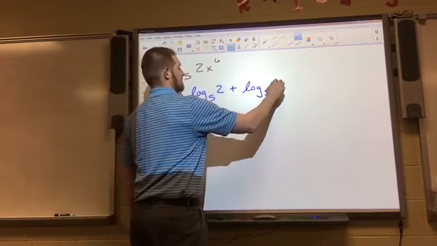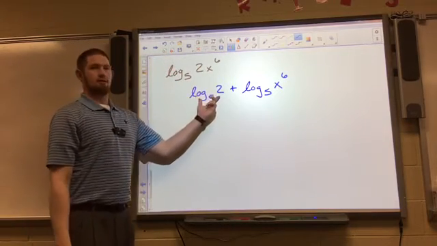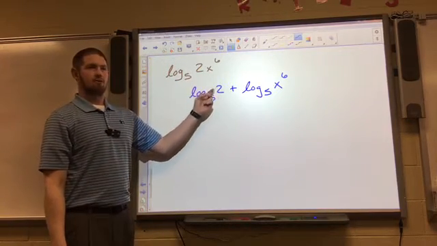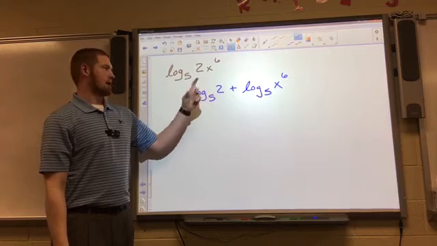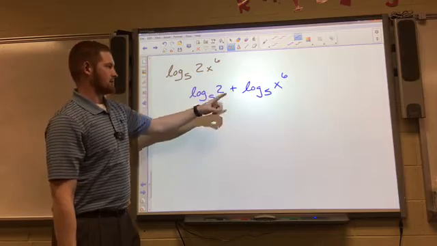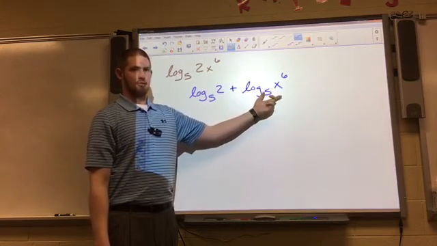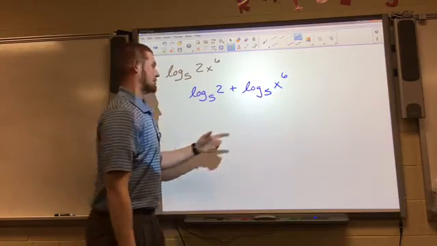log base 5 of x to the 6th. Can this go any further? Does it have multiplication? Does it have division? Does it have an exponent? So you're done with that. Does this have multiplication? Does it have division? Does it have an exponent? Yes. Okay, so we're not done here.